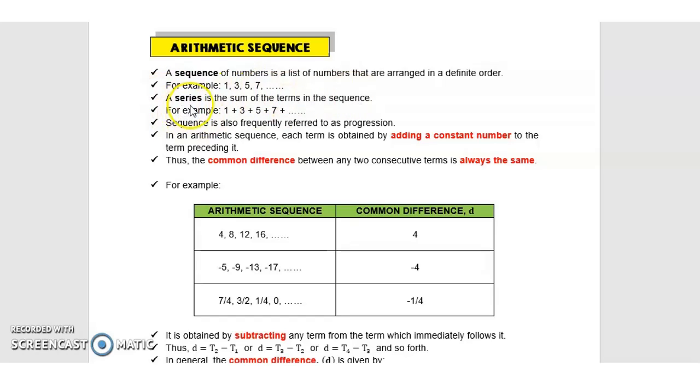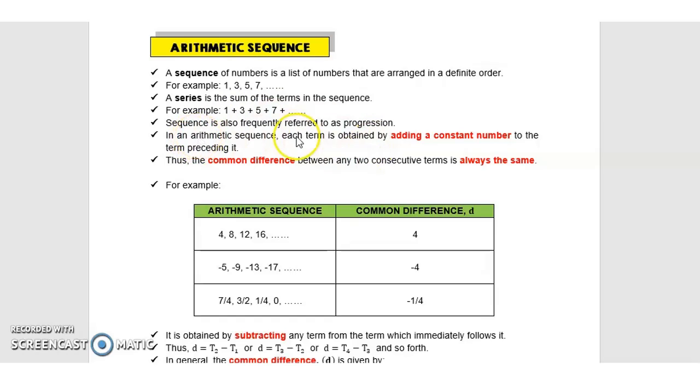Okay, how about series here? A series is the sum of the terms in the sequence. So series is the sum. An example here: 1 plus 3 plus 5 plus 7 and so forth. When you total up the numbers, then we call it a series.